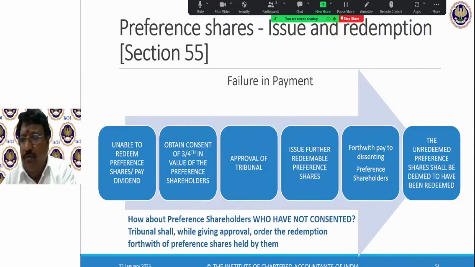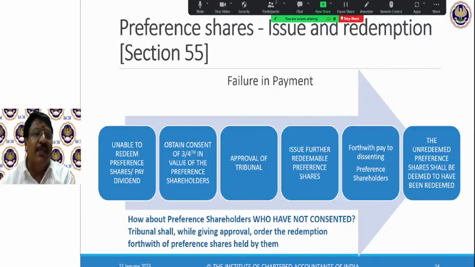See, when the profits are there, when a fresh issue is possible, you can redeem. But suppose I have no profits. I have issued preference shares and I have to redeem them. I have no profits. I'm unable to make a fresh issue. How to redeem? So I go to the preference shareholders.